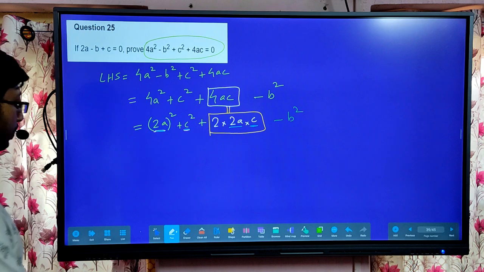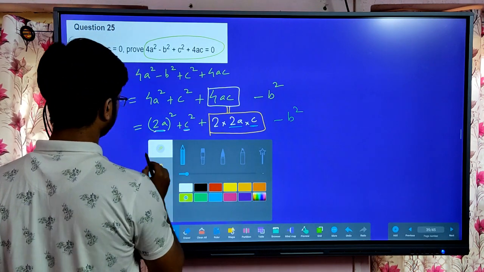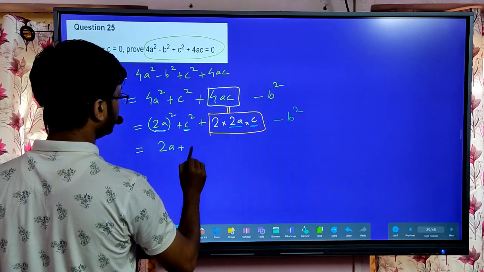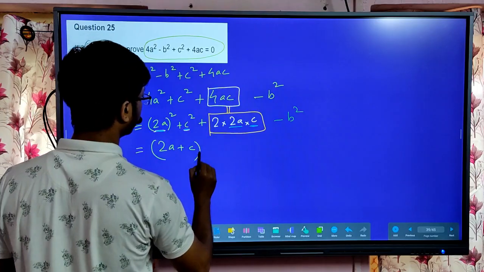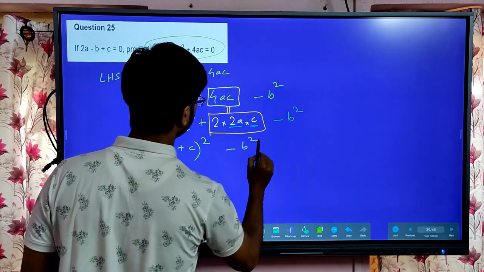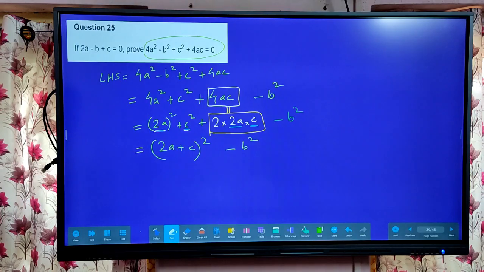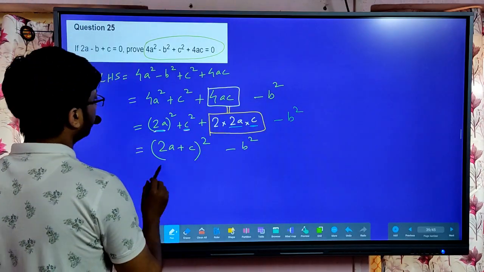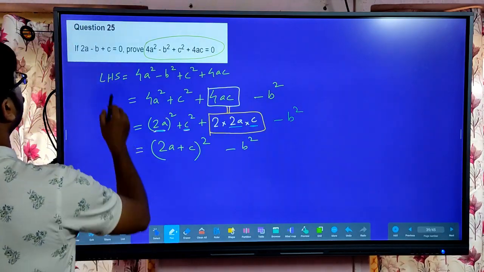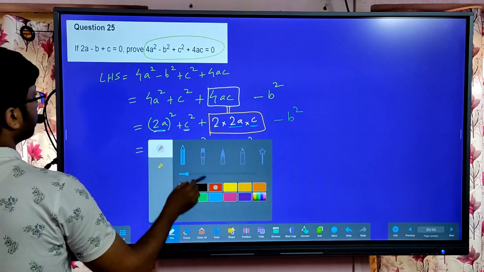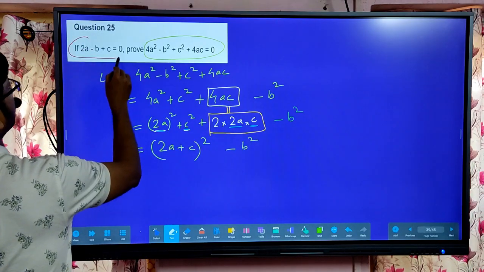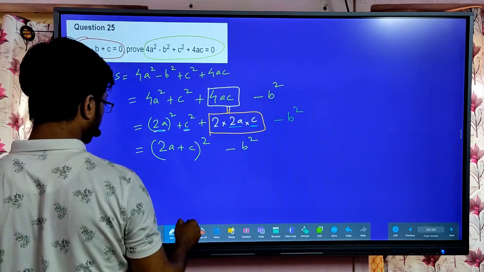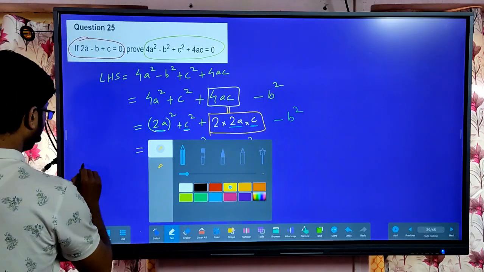So what it is coming? Let me write. It is coming 2a plus c whole square minus b square. Understood? 2a plus c whole square minus b square. So now you see, this thing is given. This thing, if this is 0, this thing is given.